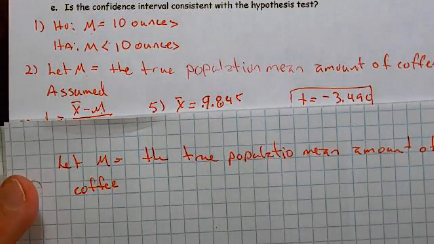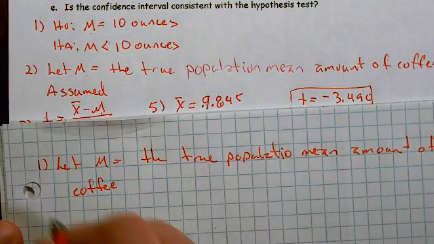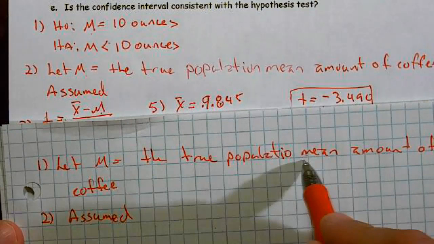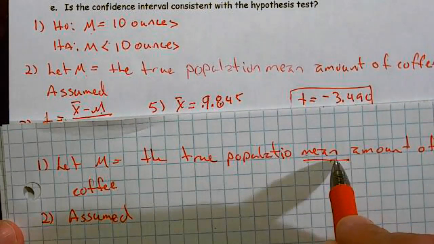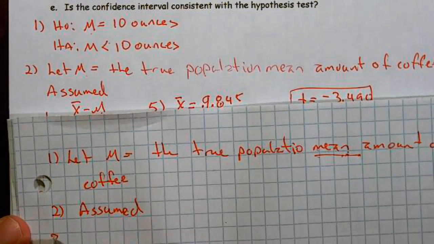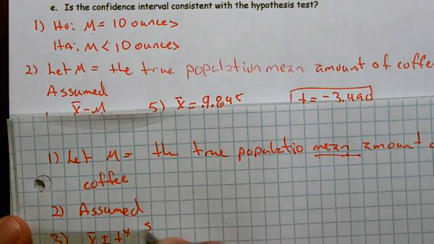Okay, so now that we've done that, the next thing we need to address are the conditions. And in this class, the conditions are always, so that's number one. Number two, the conditions are assumed. And notice this says mean amount, not mean difference. Why? Because this is a one sample. This is not a paired. All right. So assumed. So number three, we need to write down our equation, which is x bar plus or minus t star s divided by square root of n.